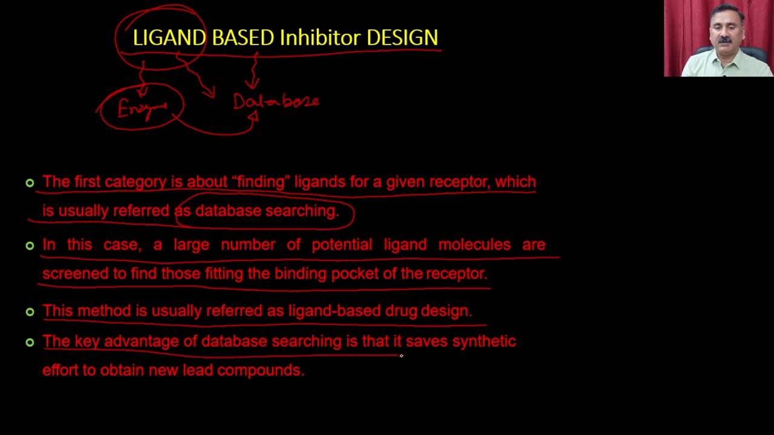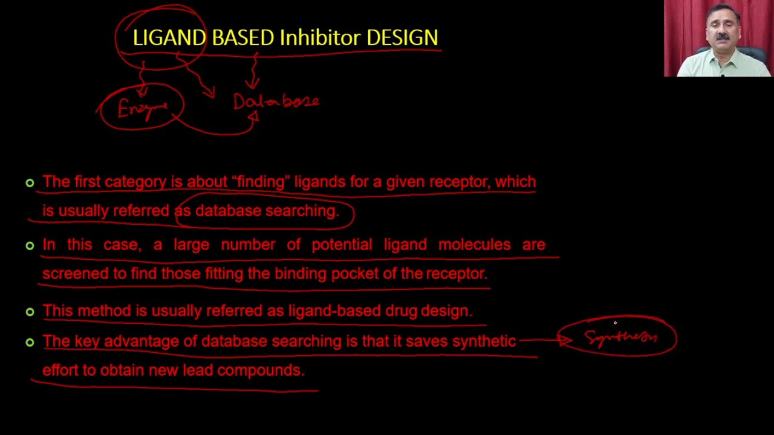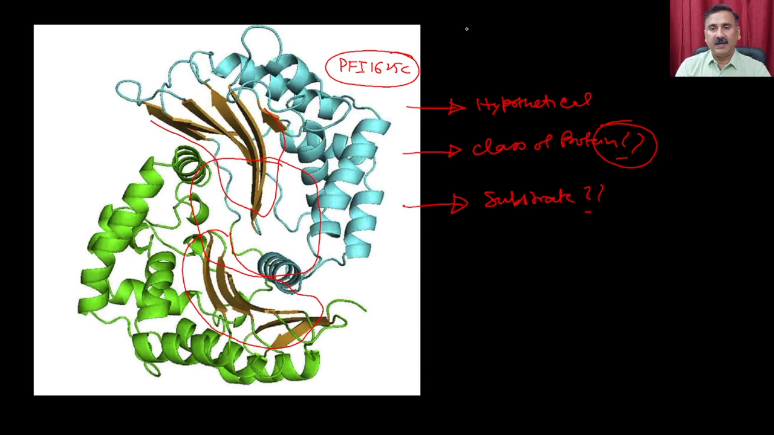The key advantage of database searching is that it saves the synthetic effort to obtain a new lead molecule, which means it reduces the effort to synthesize these molecules and then test them in the enzyme assay. Because if this ligand is good, and if you search the database and find an alternate molecule exhibiting similar properties, this means it is also going to be an inhibitor. Now let's see another case study of how you can use the ligand-based approach.